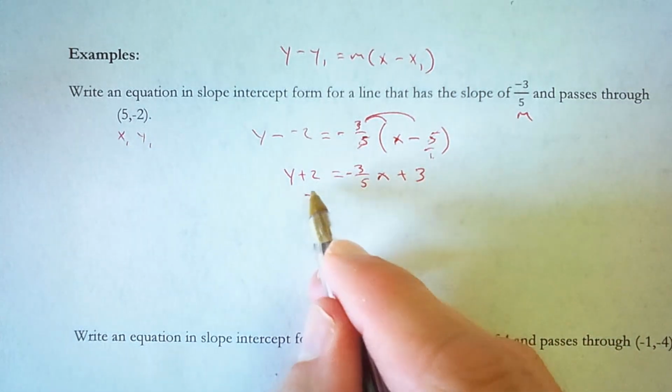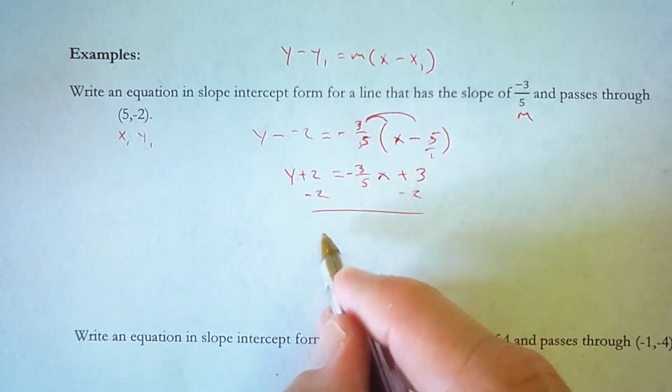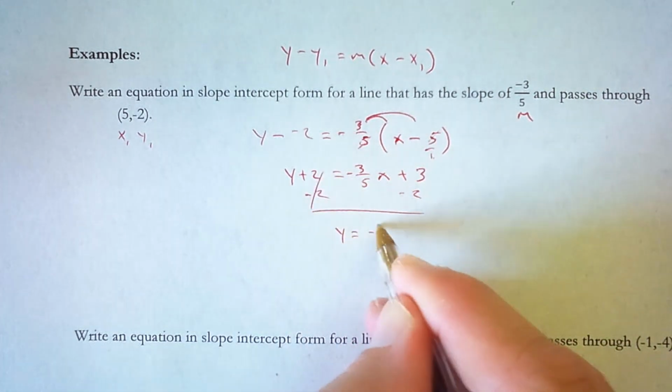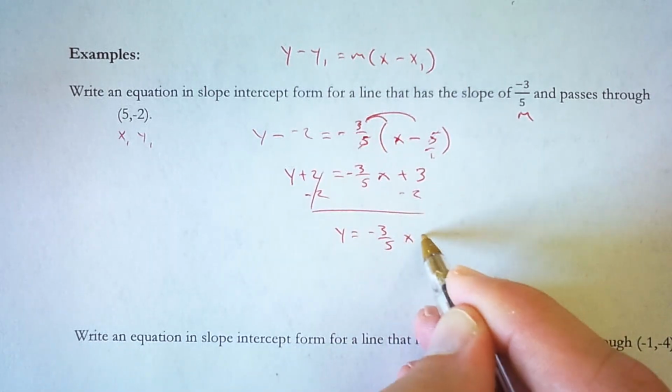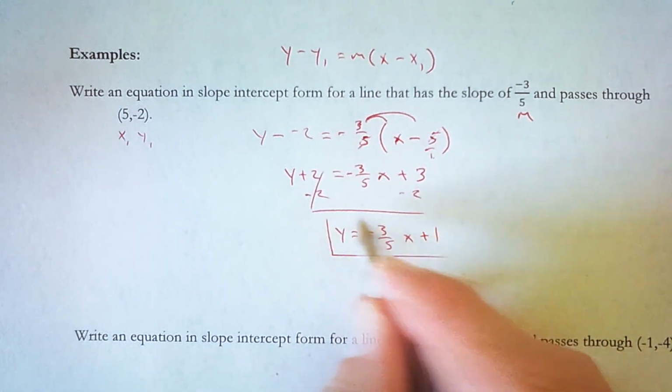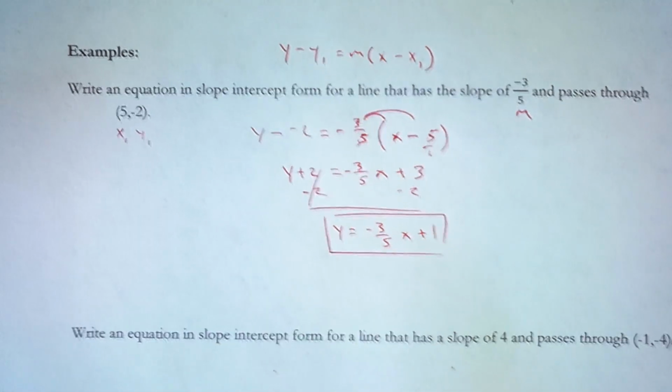Okay, next we will subtract the 2 and get y equals negative 3/5 x plus 1. And there we are in slope-intercept form.